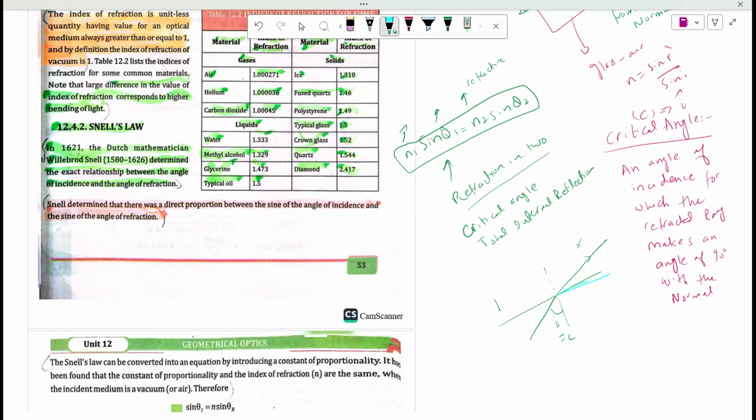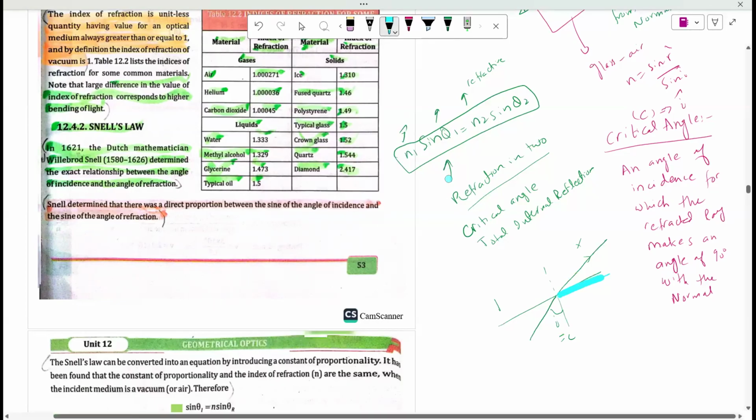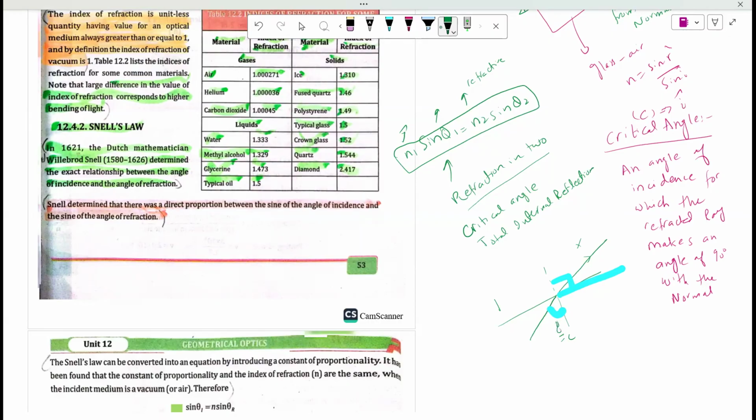Let me increase the thickness of it. It would go like this, such that it's making an angle of 90. That angle of incidence for which the refracted ray is making a 90 degree angle with the normal is known as the critical angle. मैं दोबारा समझा दूं.